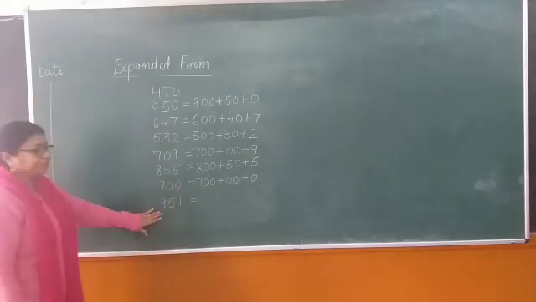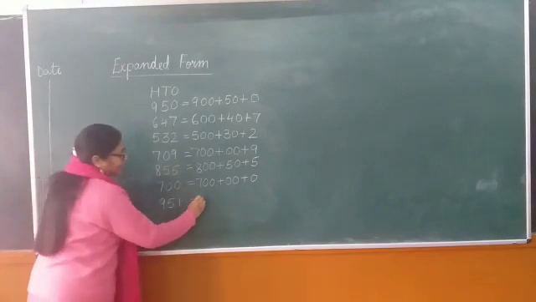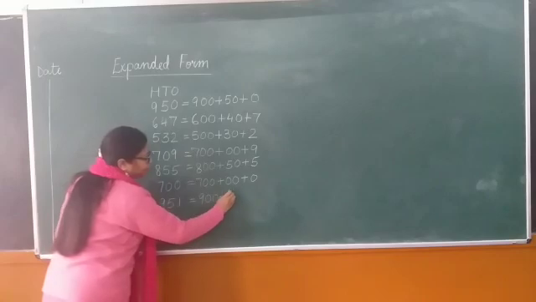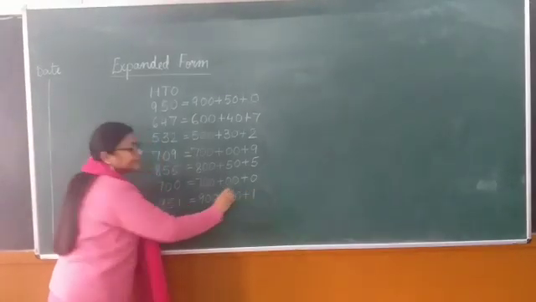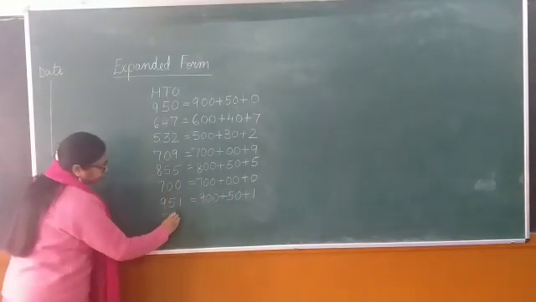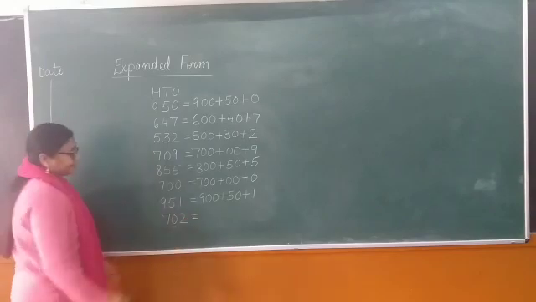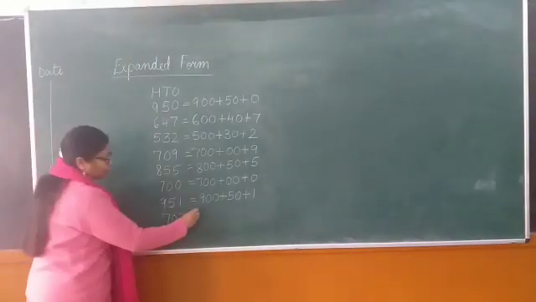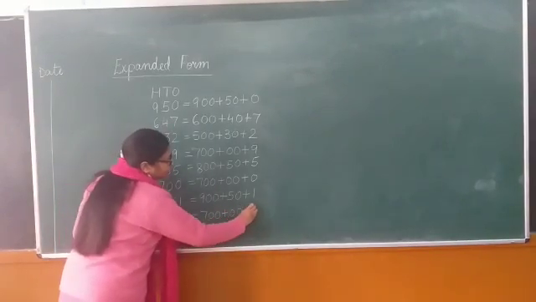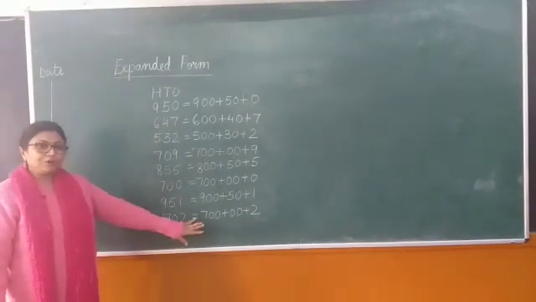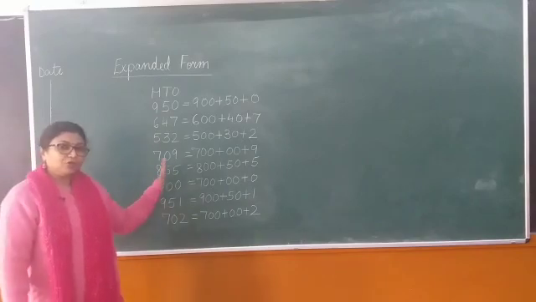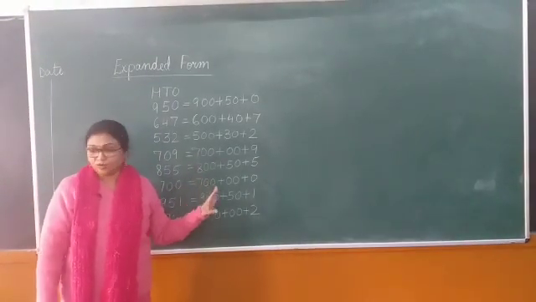Now this is 951. Again 900, hundreds place. 5 is in tens place, so 50. And plus 1 is in ones place, so we will write a single 1 there. Now this is again 702. Again ma'am is showing you 700 plus 00 plus 2. So this is how you are going to do your expanded form. Ma'am has taught you this again. You will do this work very neatly in your copies. Alright.